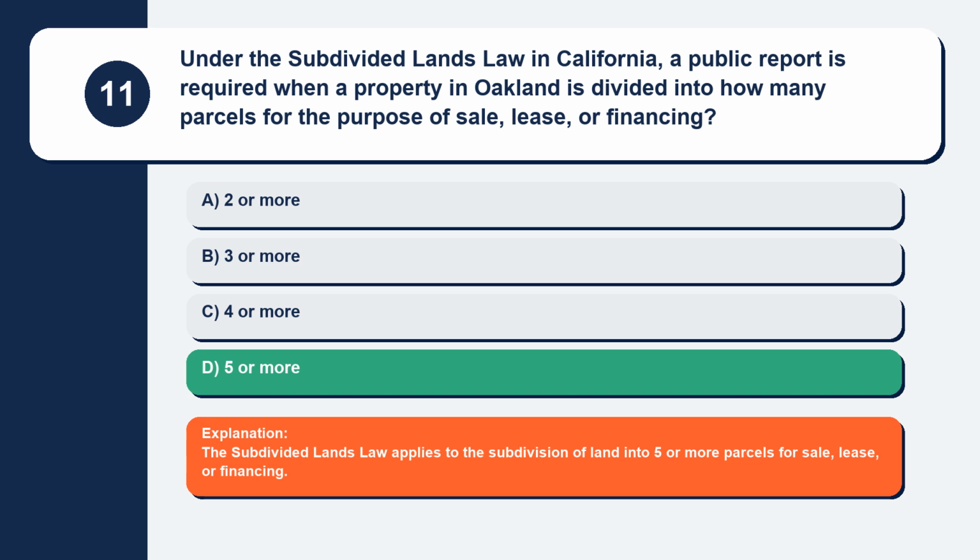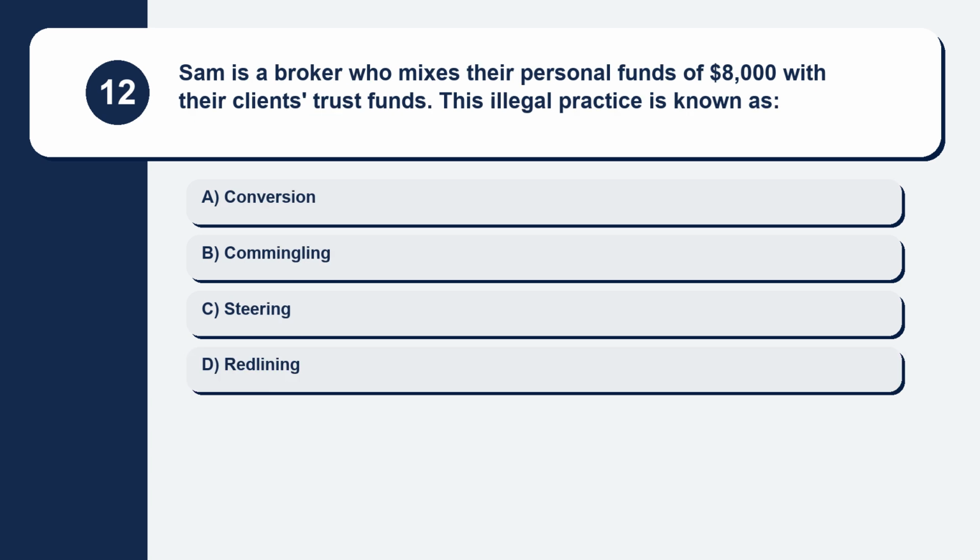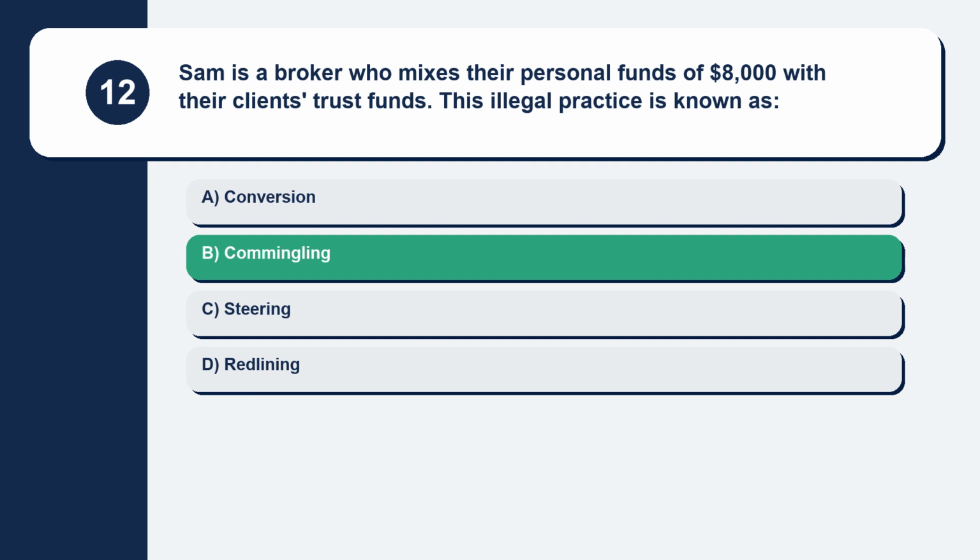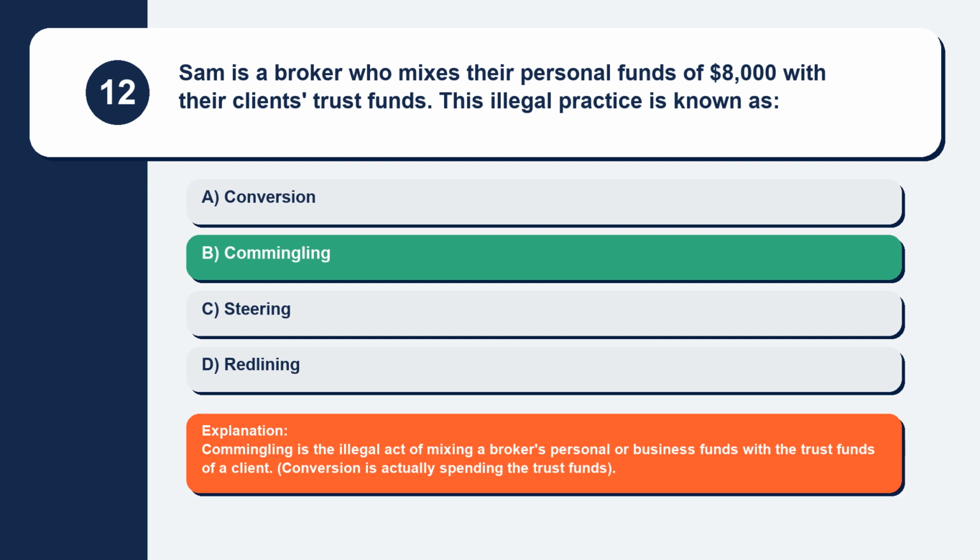Question 12. Sam is a broker who mixes their personal funds of $8,000 with their clients' trust funds. This illegal practice is known as. Here are your options. Option A, conversion. Option B, commingling. Option C, steering. Option D, redlining. The correct answer is option B, commingling. Explanation: commingling is the illegal act of mixing a broker's personal or business funds with the trust funds of a client. Conversion is actually spending the trust funds.